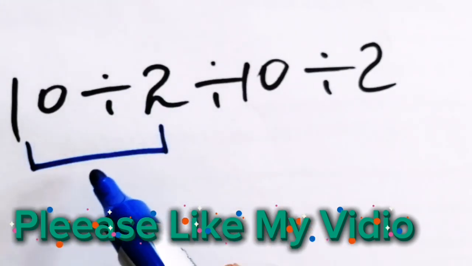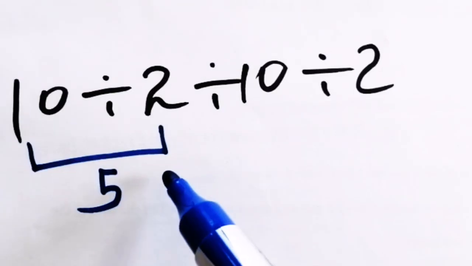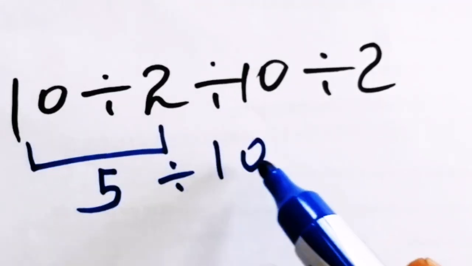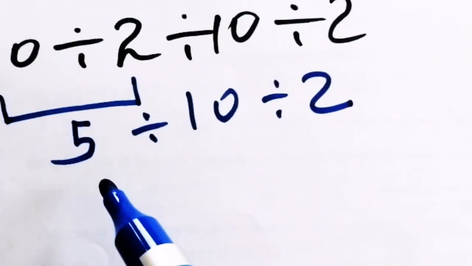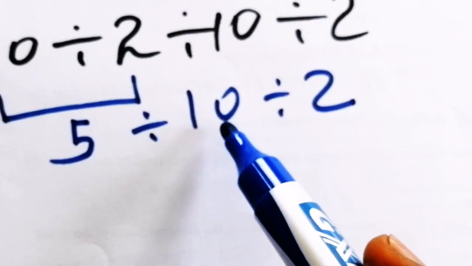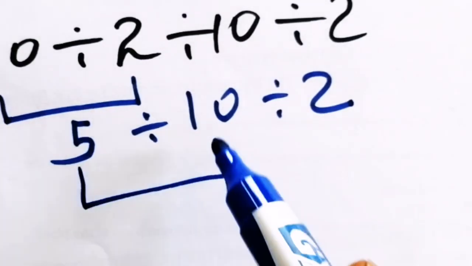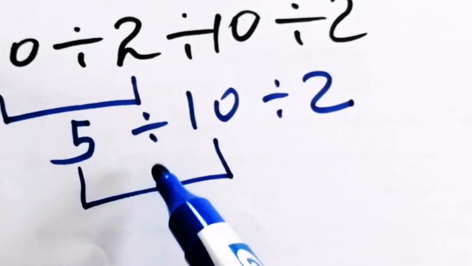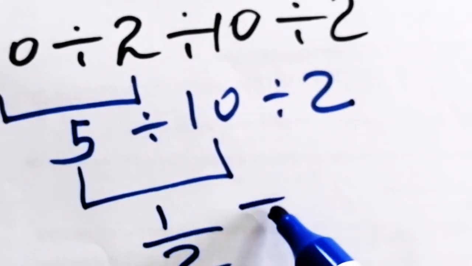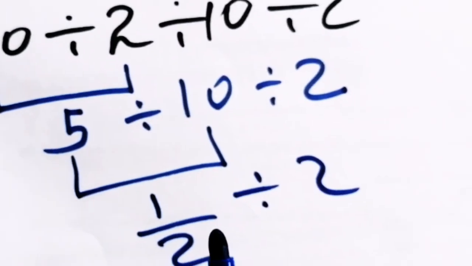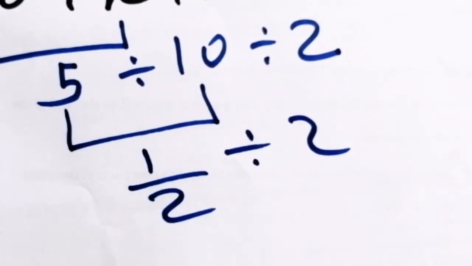10 divided by 2 equals 5. Then divided by 10 divided by 2. So here 5 divided by 10, okay? 5 divided by 10 equals 5 over 10. 5 over 10 means 1 over 2. Then divided by 2, okay? 1 over 2 divided by 2.